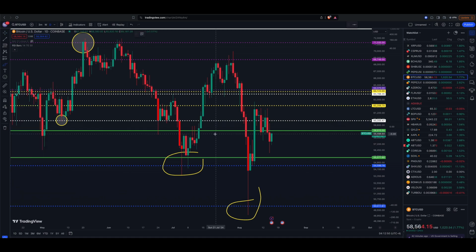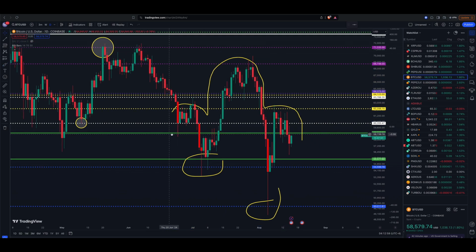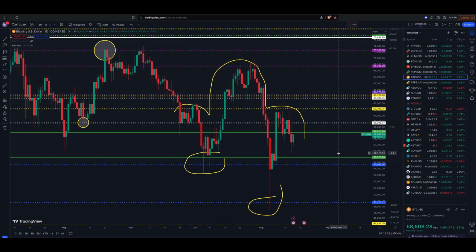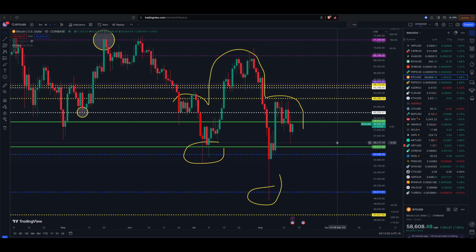We have a potential little head and shoulders here for me. That is not bullish. Just something to keep in the back of your mind, guys. So we're going to watch this play out over the weekend.